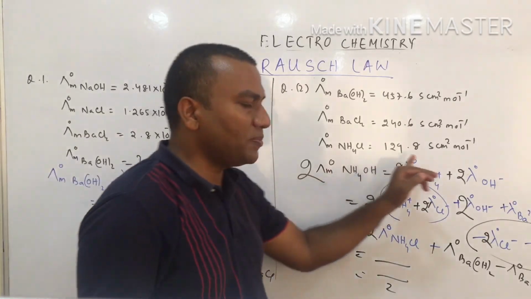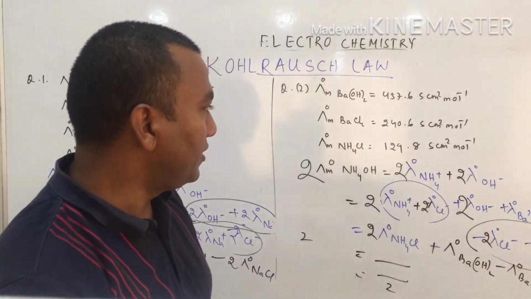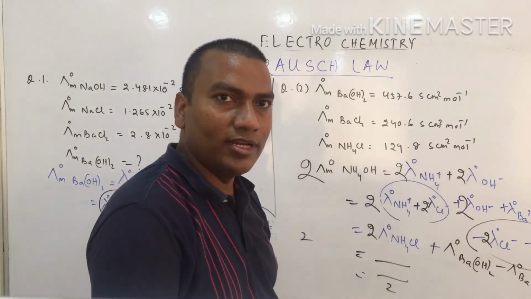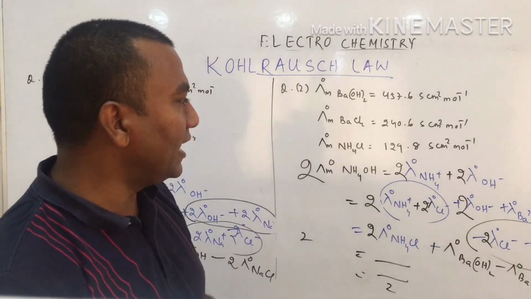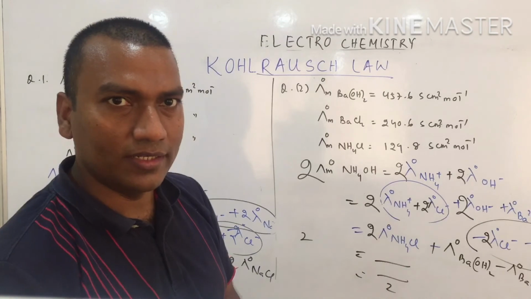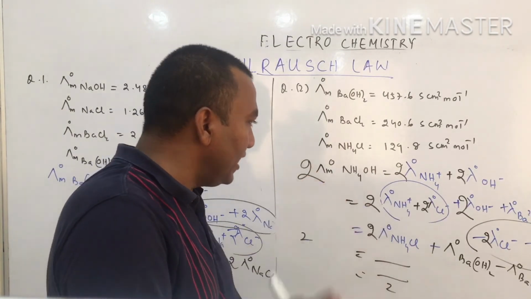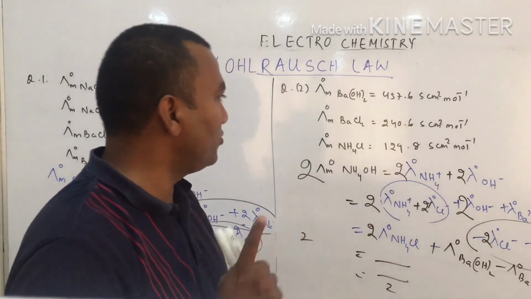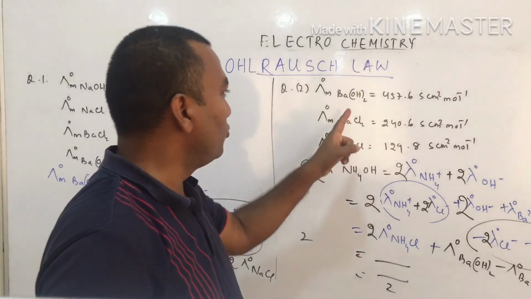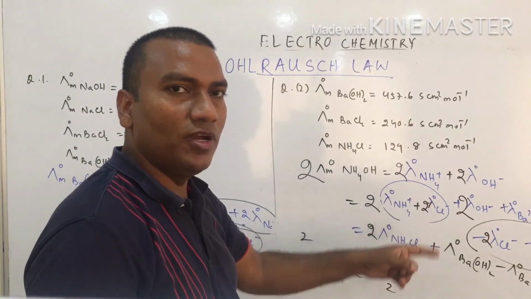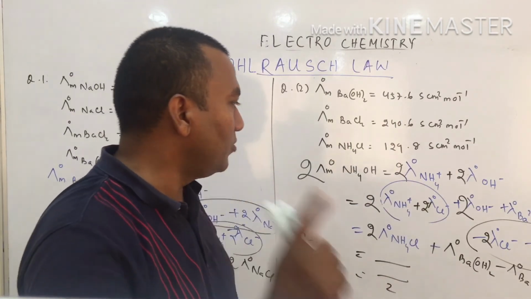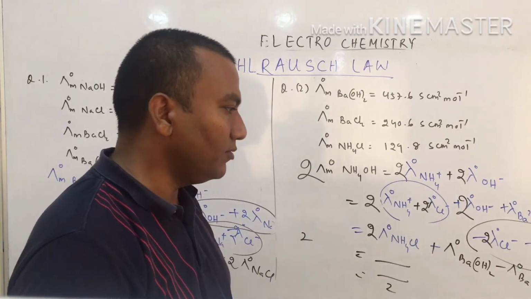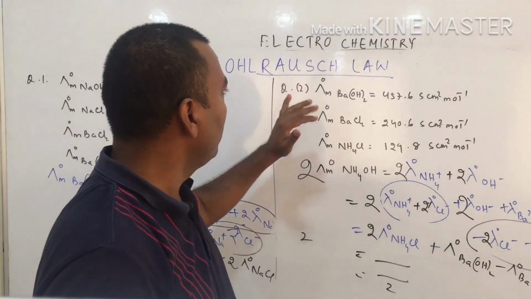So remember, after splitting the main equation, one cation and one anion will come. Then in the cation and anion we have to add and we have to subtract. When we are adding and subtracting, from the given data we have to check whether it is 2 molecules or 1 molecule that we have to add. This thing we have to remember. Clear now? So this is called your Kohlrausch law.